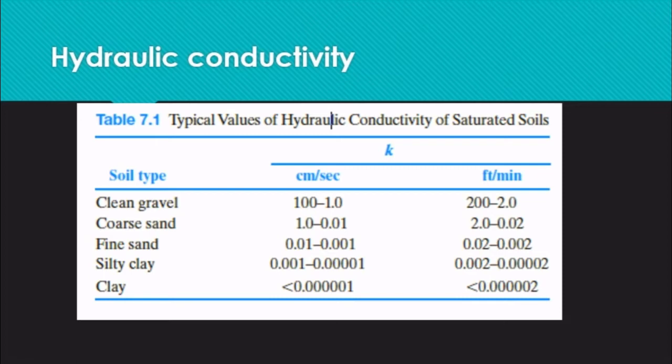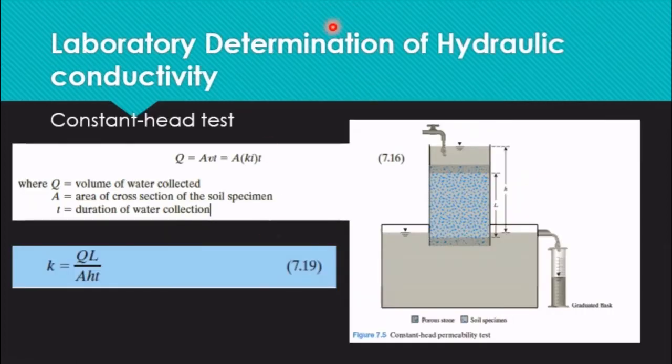Yan. So, laboratory determination of hydraulic conductivity. So, we are now in the determination of the coefficient of permeability. So, there are two. Number 1 is the constant head test and the other is the falling head. So, ito yung formula, 'di ba? Ito ay, anong tawag dito? Continuity equation.